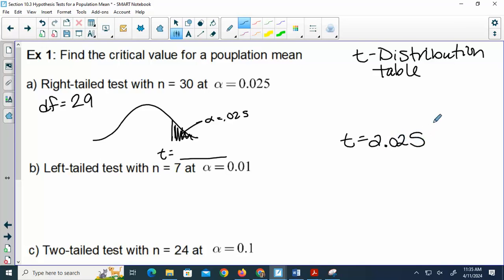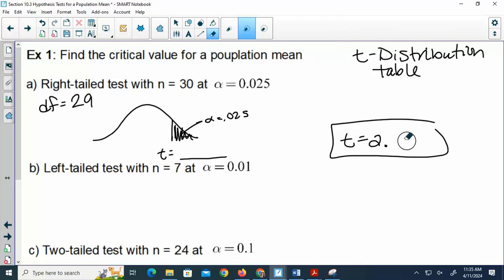Did you do 0.25? I did two zeros instead of one. Wait, I got 2.045. I got 2.045, yeah. I was looking at one and wrote a different one. It's one of those days. We all have them, right?